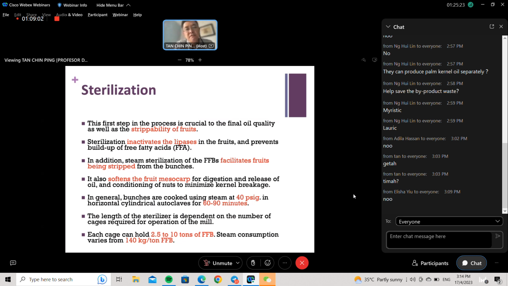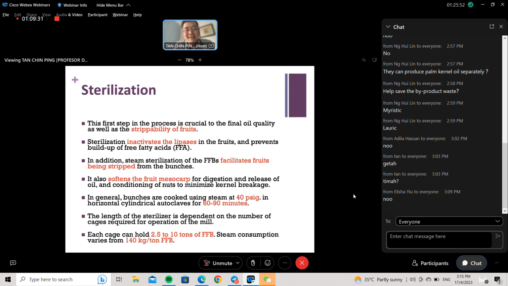So the first step is sterilization. The main purpose is actually strippability of fruits. But in an exam, I always like to ask these questions. Not necessarily it will come out in the final exam, but I just give you a hint. I always like to ask about the sterilization process. Besides to cook the bunch so that we can easily remove the fruits, there's actually one very important property that we want to achieve.